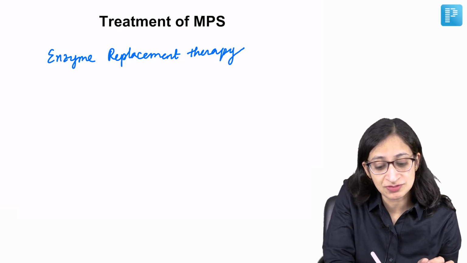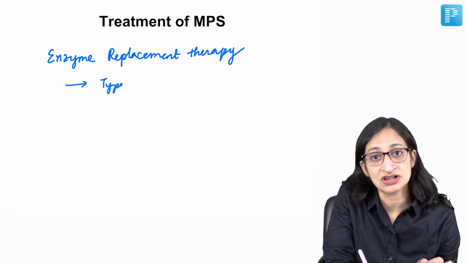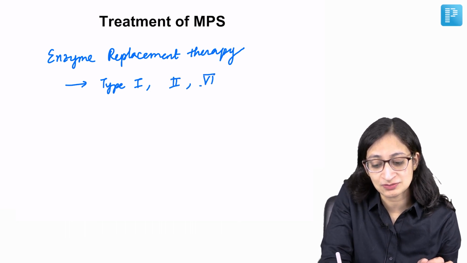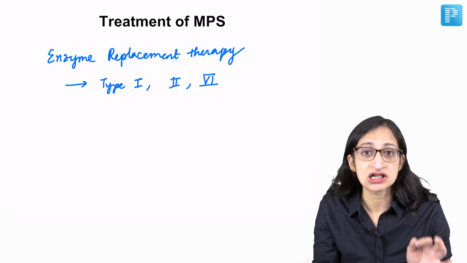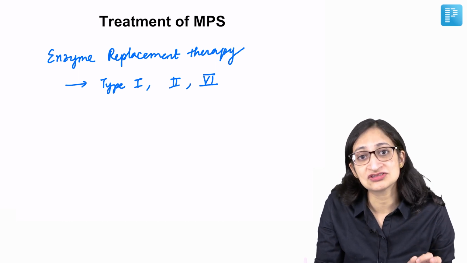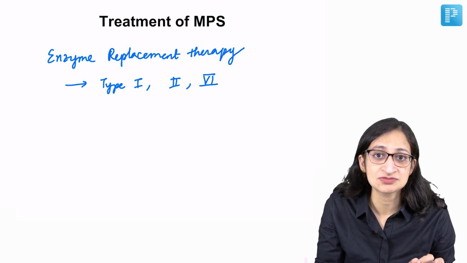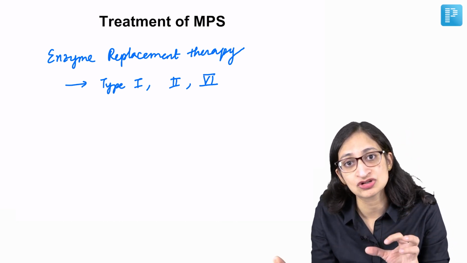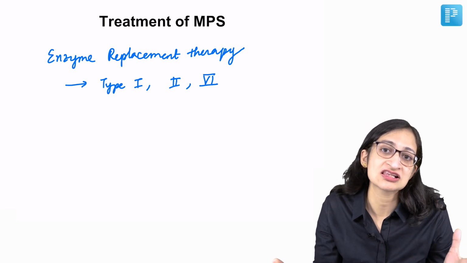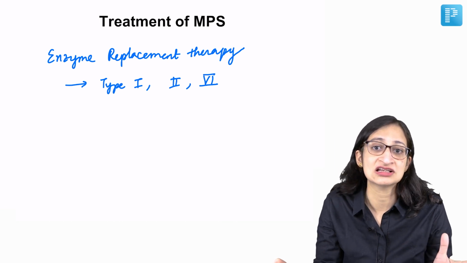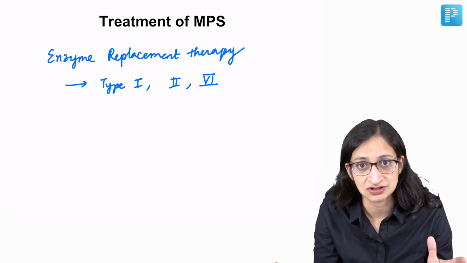For which types of MPS is it available? It is now available for type 1, type 2 and type 6 MPS. That means for Hurler disease, Hunter disease and Maroteaux-Lamy disease, right? For all these three types of MPS, there is enzyme replacement therapy, and with that there is improvement in hepatosplenomegaly and in certain aspects. But the neurological changes, intellectual disability, if it has set in, do not show much improvement, right?